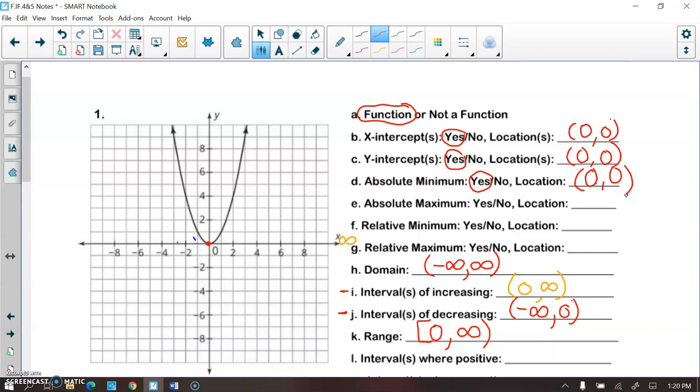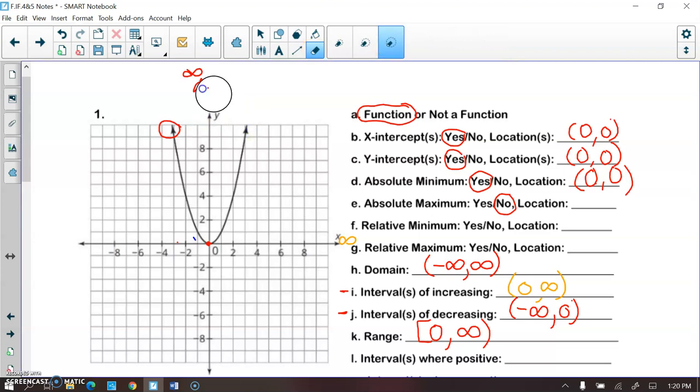Now the absolute highest point on your graph, well, we see these arrows on the top of our graph. That means it's going to go all the way up to infinity in my y-axis. So there is no absolute maximum because this graph's going to continue on forever and ever upwards. So there's not a point on this graph where it completely reaches an end or a highest point. So there is no absolute maximum.